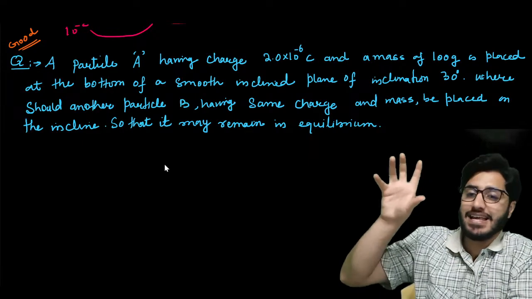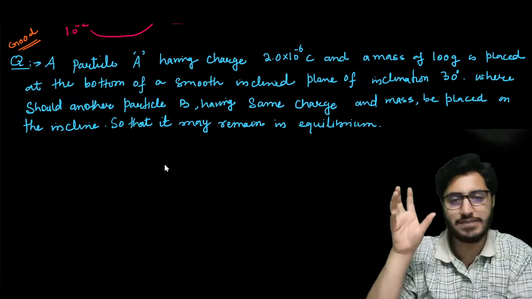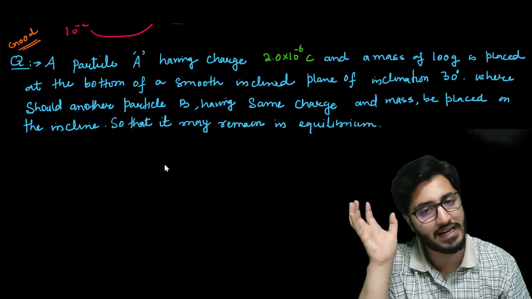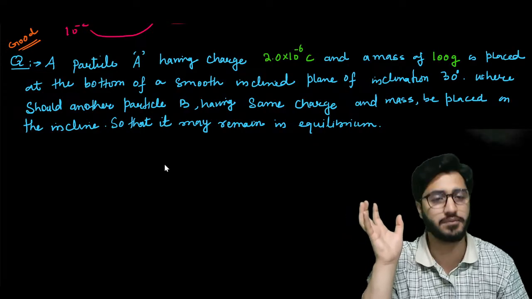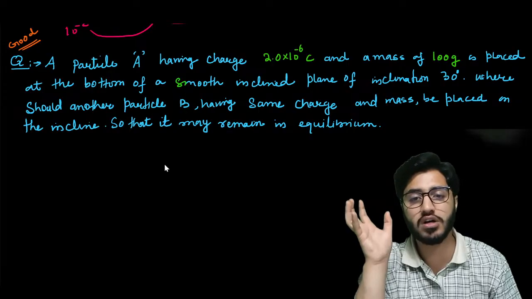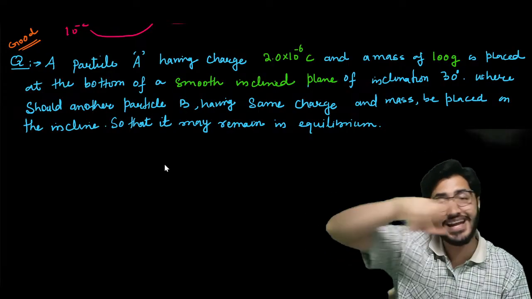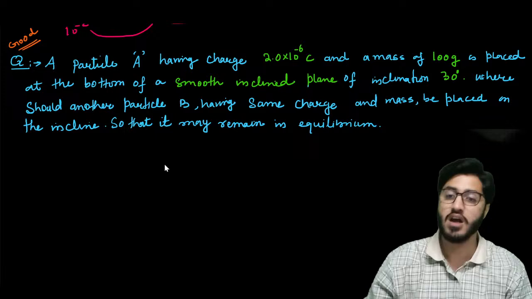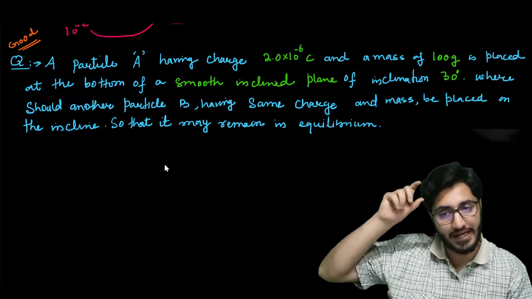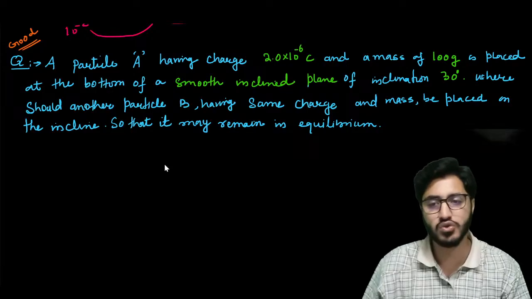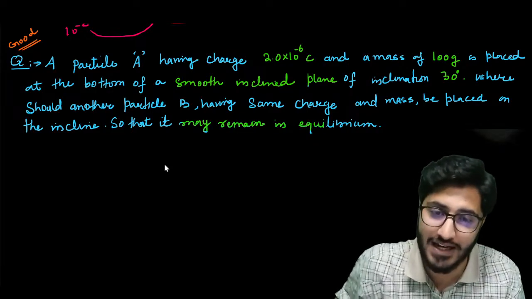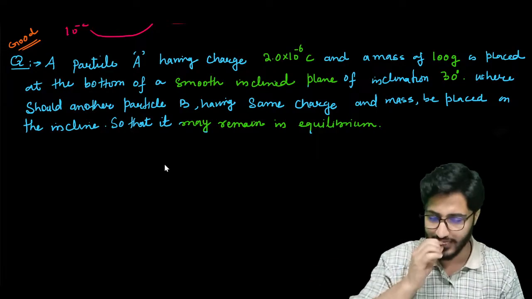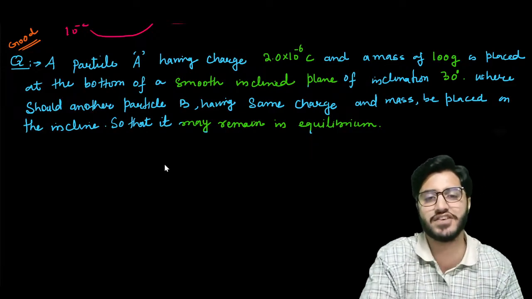We have a particle A, and this particle A has some charge of this much. This particle has a mass of 100 grams and is placed at the bottom of an inclined plane. The angle of inclination is 30 degrees. Where should my other particle be placed so that my particles remain in equilibrium? Let us make the diagram first, then we will see what we can do. Look now.